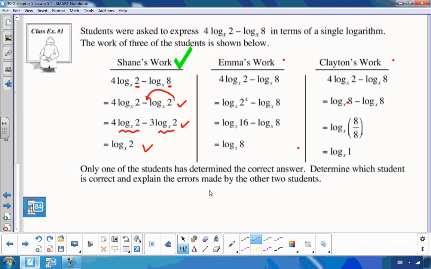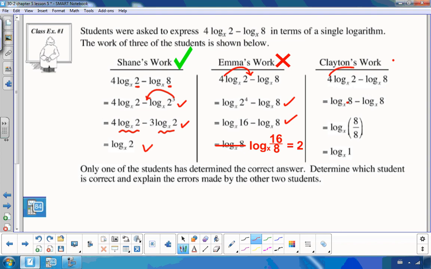So Shane, correct. Emma's work. For her, she takes the number in front and brings it up as an exponent. So 2 exponent 4. That's good. Then she says that 2 exponent 4 is 16, minus log base x of 8. That's good. And then it looks like what she did is she subtracted the arguments. So she said log base x of 16, take away log base x of 8, is just log base x of 8. So she subtracted the arguments, and that is incorrect. She should have divided the arguments. So Emma is wrong.